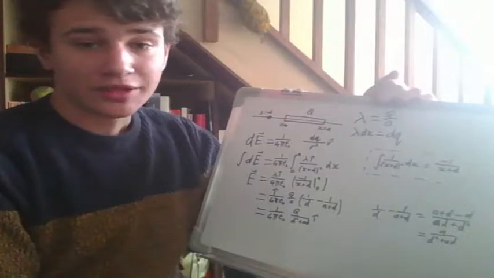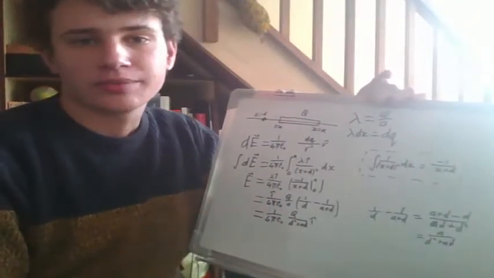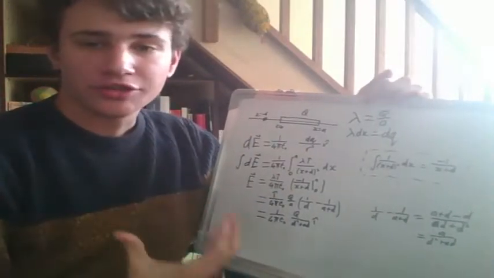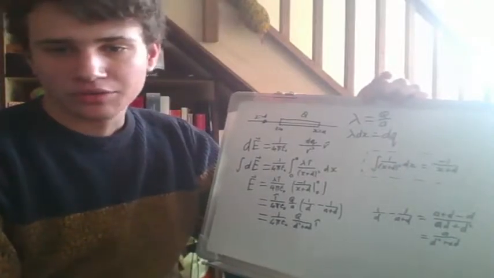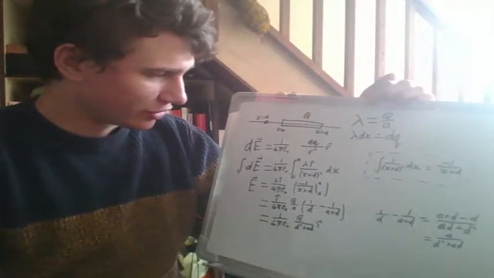Then there's something we have to note here. I went from lambda to q over a. In these types of questions, you always want to come back to the total charge, because it's going to tell you more about the behavior of the system, and that way you can check that your results are actually correct, and most of the time that's going to be what the lecturers want.